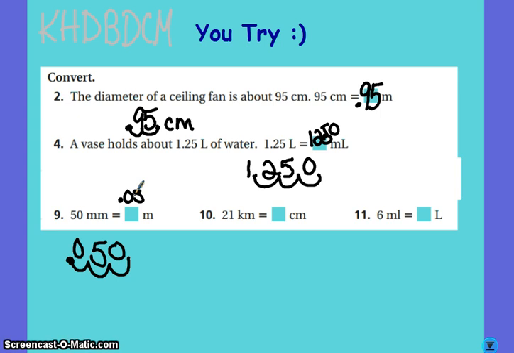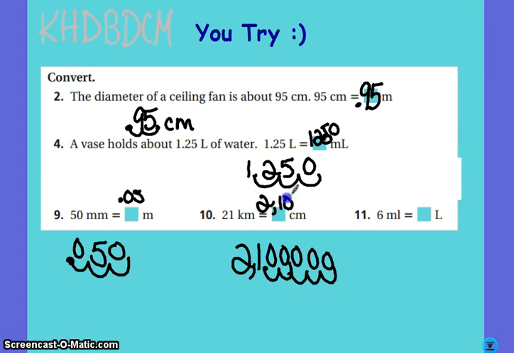Oh, this is a big one. Kilometers to centimeters. So 1, 2, 3, 4, 5. Zeros: 0, 0, 0, 0, 0. So there it is, 2,100,000.